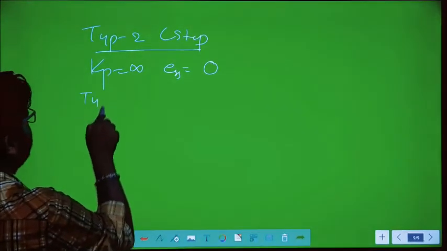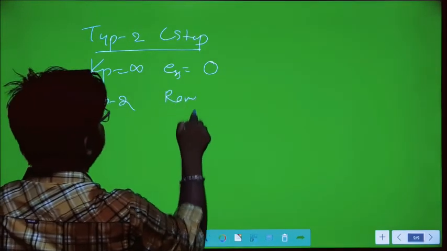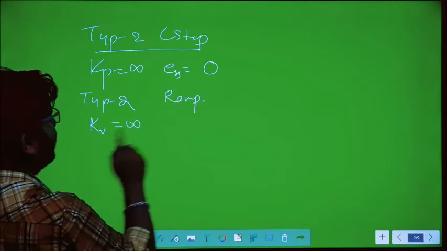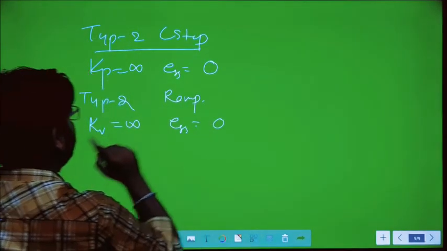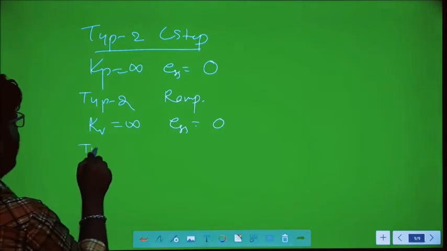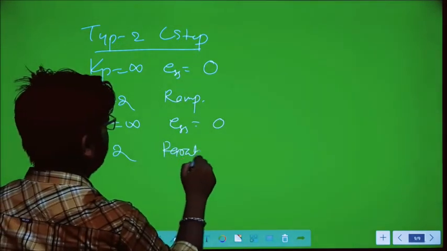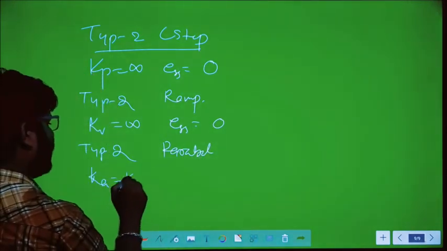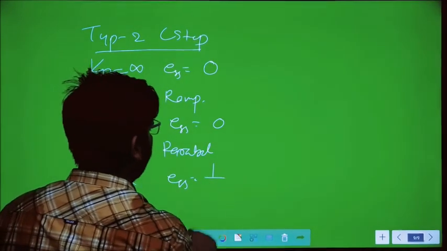Similarly, for type 2 systems and ramp input, we will get Kv is equal to also infinite. That means ESS is equal to 1 by Kv is equal to 0. And for type 2 system with parabolic input, what do we get? Ka is equal to K, some constant, and you will get ESS is equal to 1 by K.